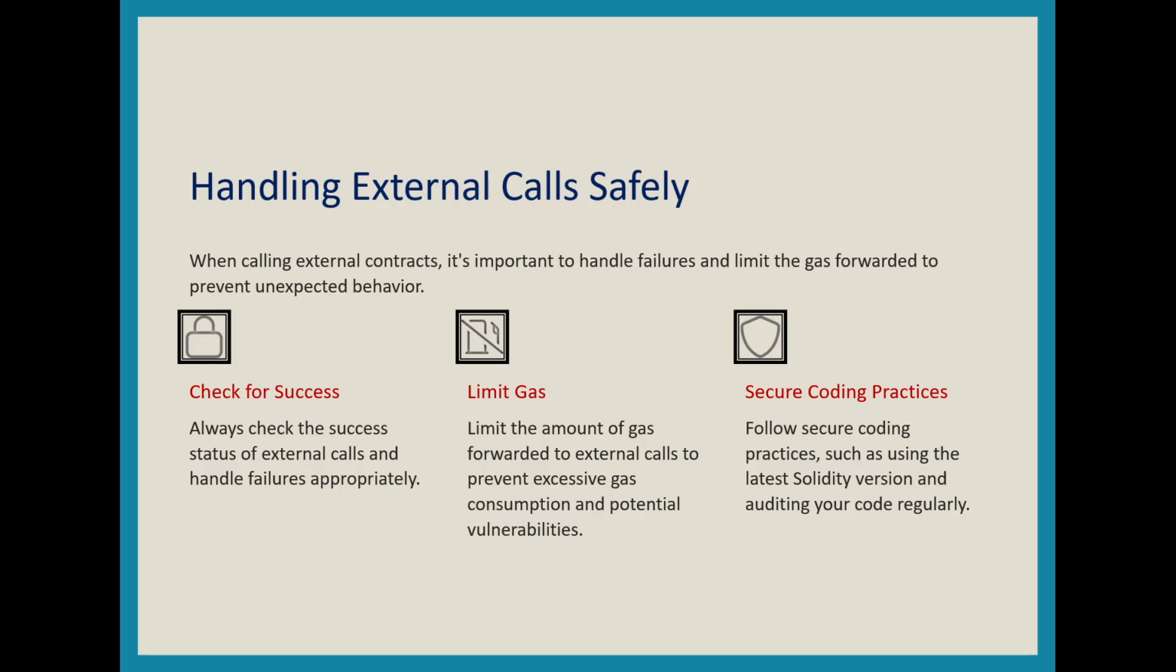Limit gas. Limit the amount of gas forwarded to external calls to prevent excessive gas consumption and potential vulnerabilities. So while you're sending a mailman with letters, right? Make sure you're only giving him a specific amount of letters. Let's say I've given a mailman 100,000 letters to deliver in one day, he might get confused, right? And a lot of gas will be consumed. Gas is essentially resources, energy. And this also leads to potential vulnerabilities. So we should always limit the amount of gas forwarded to external calls to prevent excessive gas consumption.